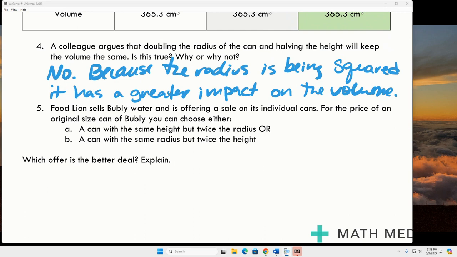So Food Lion sells bubbly water and is offering a sale on its individual cans for the price of an original can of bubbly. You can choose either a can with the same height but twice the radius, or a can with the same radius but twice the height. Which one is going to be the better deal? Which one would have the most volume? A. And the reason is basically the same reason that we wrote for number 4. When you square that radius is being doubled, it has a greater impact.